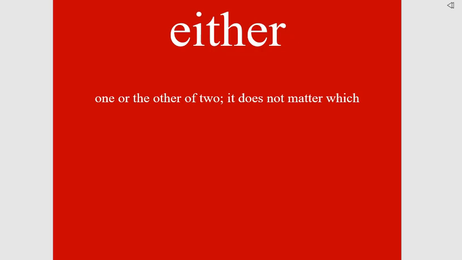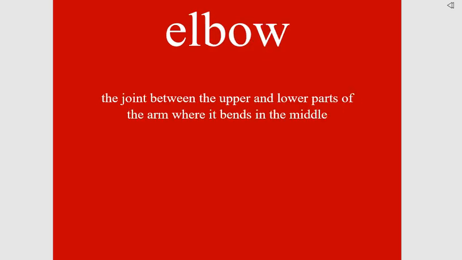Eighty. Either. One or the other of two, it does not matter which. Elbow. The joint between the upper and lower parts of the arm where it bends in the middle.